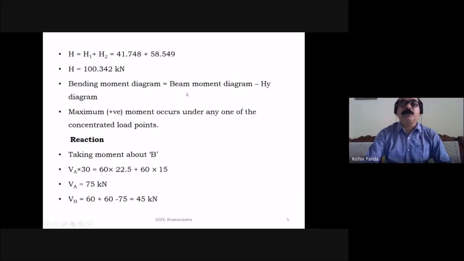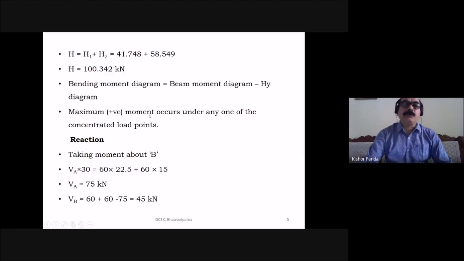Beam moment diagram is only due to the vertical load. Minus, this is the moment due to the horizontal thrust. HY diagram means this is the moment due to the horizontal thrust. So the total bending moment diagram is equal to beam moment diagram minus HY diagram.